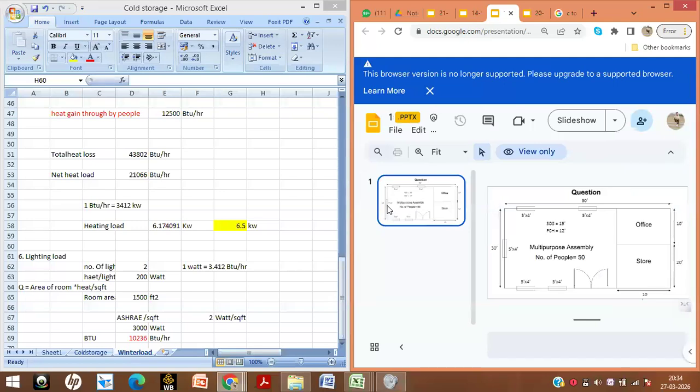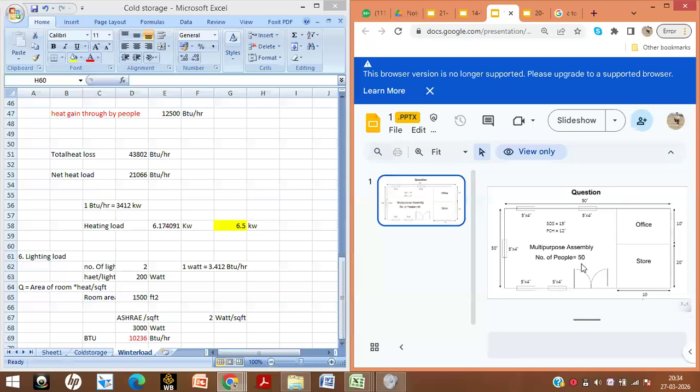Sir, we have calculated the heat load for the total area now, right? Yes. Now, the multi-purpose assembly hall will not run at the time when the office and store run, because people will gather only occasionally, right? Yes. Now we have to calculate the three zones separately. Am I right?